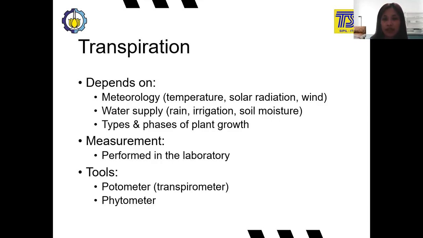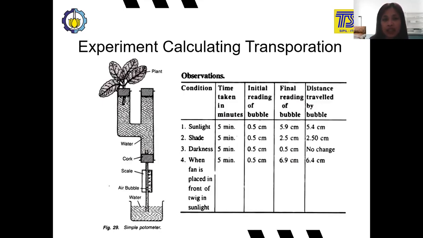And the photometer, usually called transpirometer, and this is the experiment calculating the transpiration. This is a typo, transpiration. And this is the simple photometer, which is used in the laboratory. And there is this observation using plant leaf.